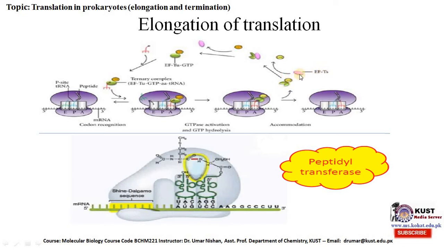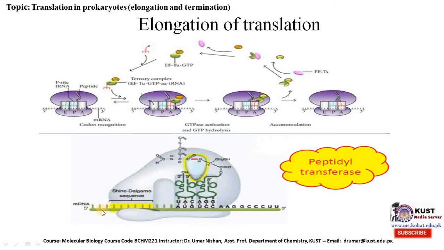The elongation factor Ts again enters the system. These different factors are recycled and they again come in this shape, EF-Tu, GTP, amino acid and transfer RNA, and they will again help our work in the process of adding another amino acid to the sequence.